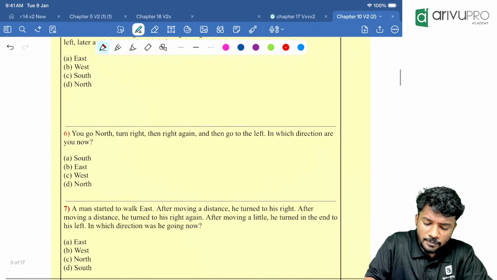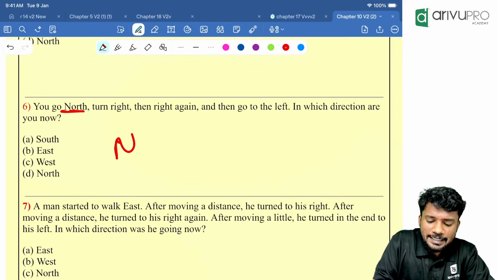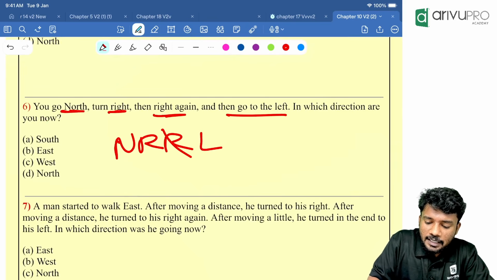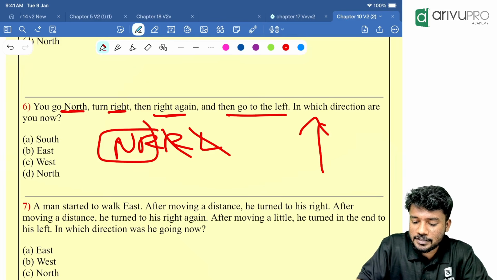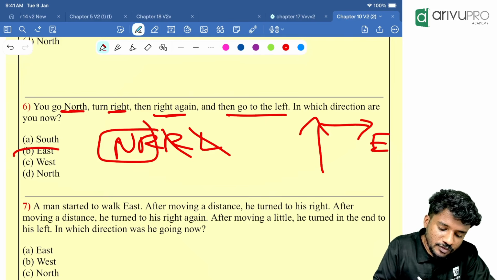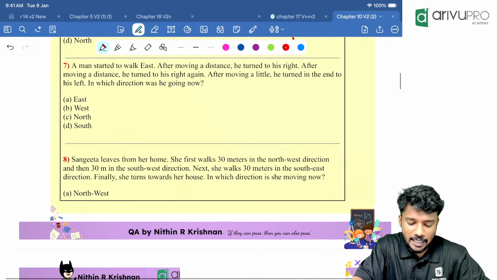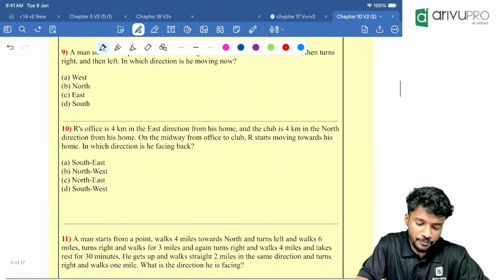Next question, people. You go north, then turn right, then turn right again, then turn left. Right and left got cancelled. What is remaining? North with right. North is this, right of north is what? East is your answer. Option B is the answer. Next question, people.